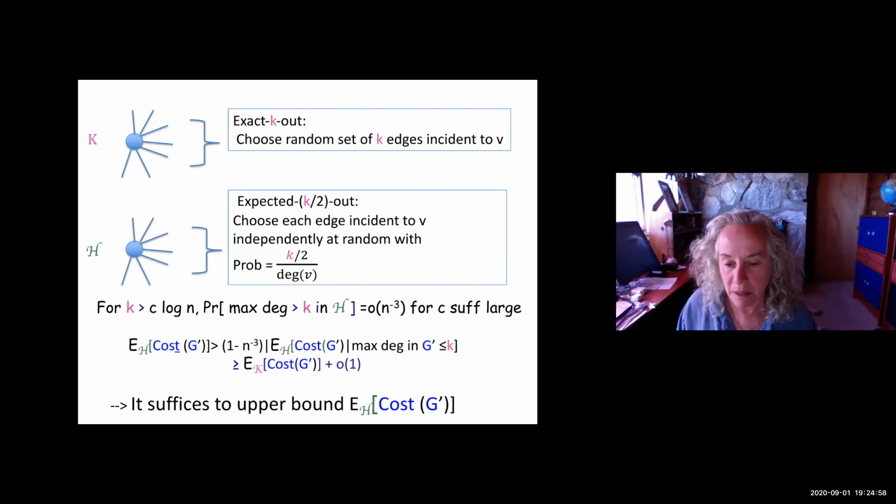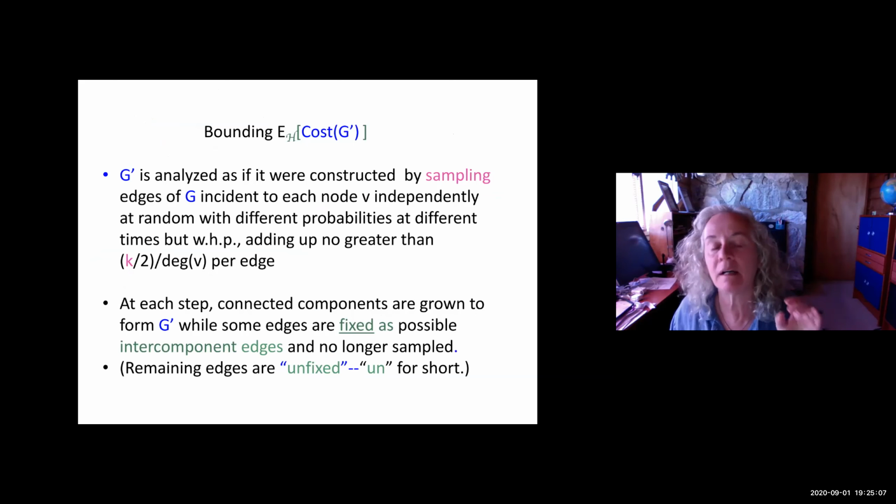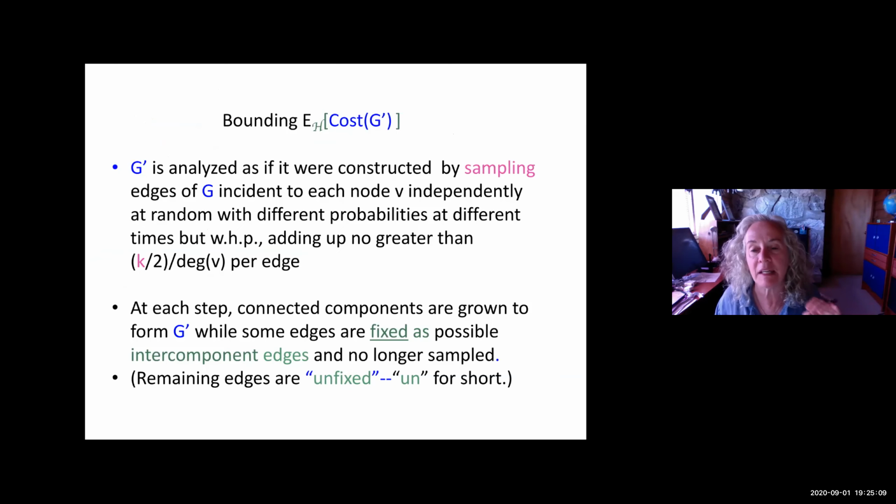Okay, so now we have the problem of bounding the cost, meaning the number of intercomponent edges, of a graph generated according to this H distribution. Let me talk to you a little bit about how we do this.